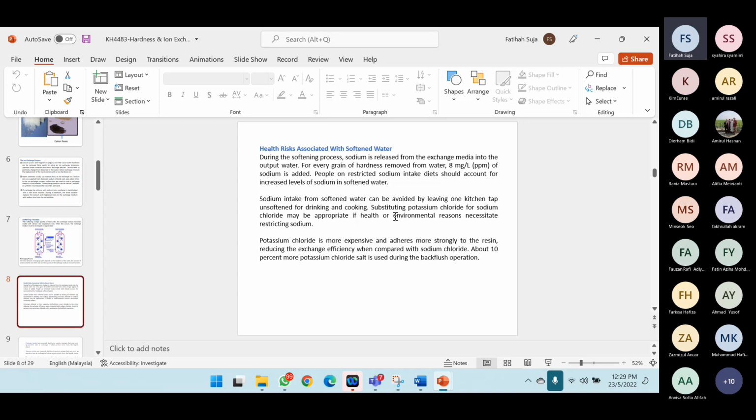So sometimes you exchange sodium with potassium chloride, because potassium is something that you will need more in your body. So it's not dangerous for you. So sometimes you substitute with potassium chloride, but potassium chloride is expensive. Okay, and of course it will add to your cost. About 10% more potassium chloride is used during the backflush operations.